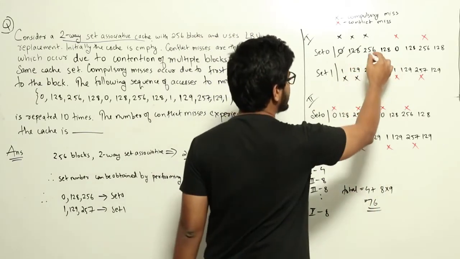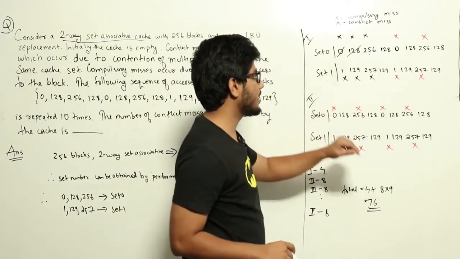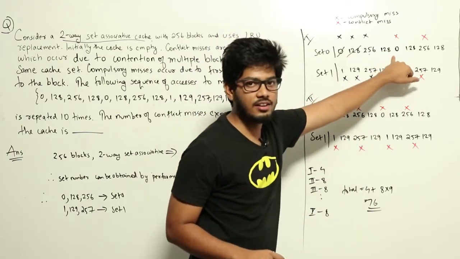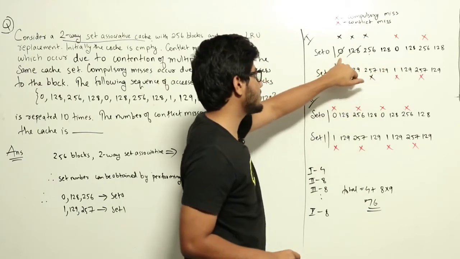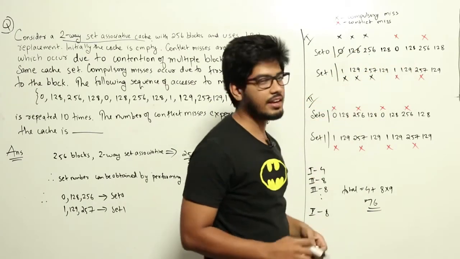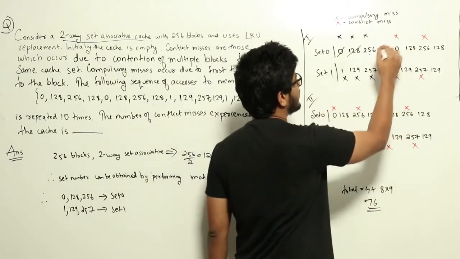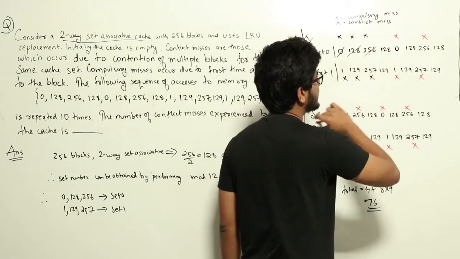Now the cache has 256 and 128. It's accessing 0, which is not there in the cache, and it is not the first time that we are requesting 0. We had accessed 0 previously, and 0 is gone from the cache. Now we are requesting it again, so this is a conflict miss. It is not a compulsory miss. 256 is gone from the cache.